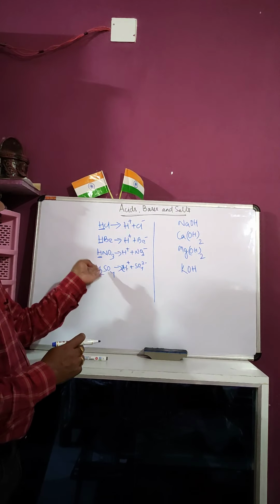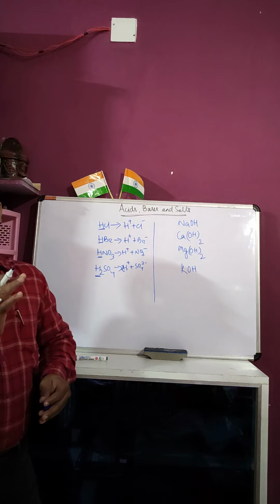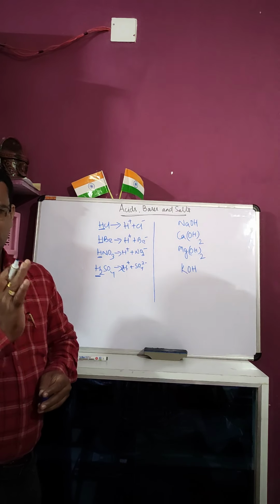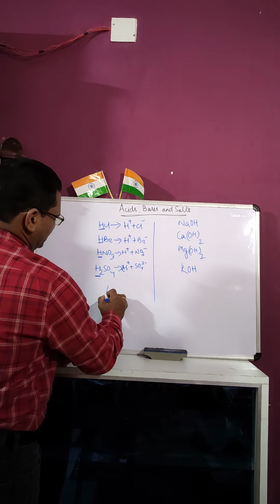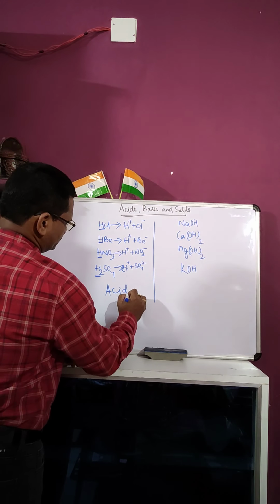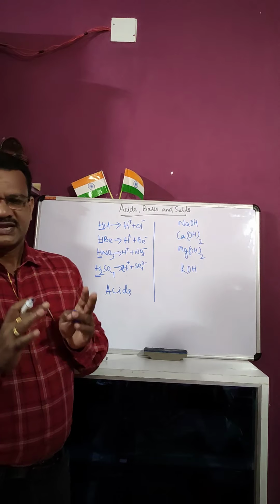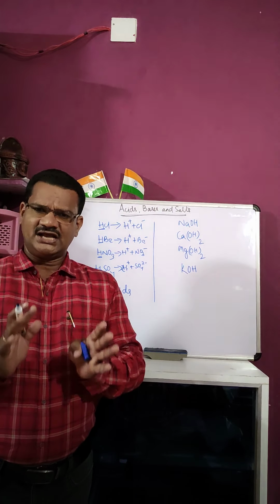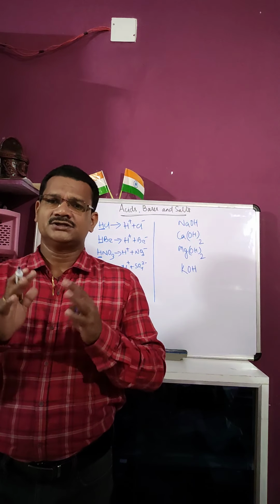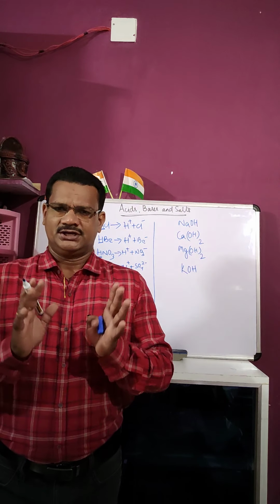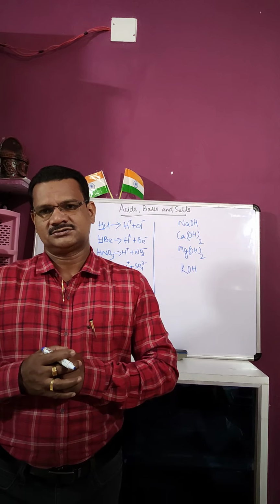In all these, we have H plus, H plus, H plus, H plus. So these are a group of compounds which on dissociation give H plus ions. So these are called acids. So I can say acids are substances which on dissociation or in solution produce H plus ions.